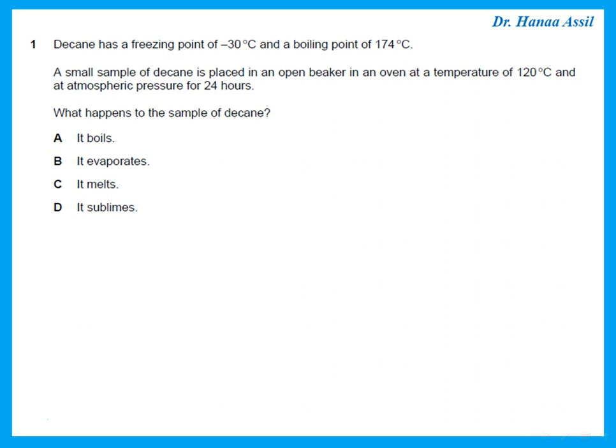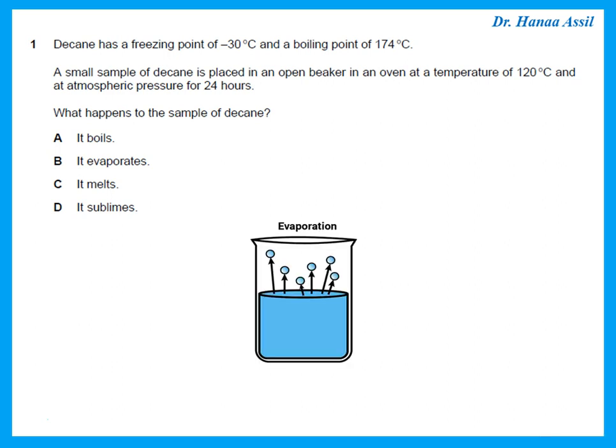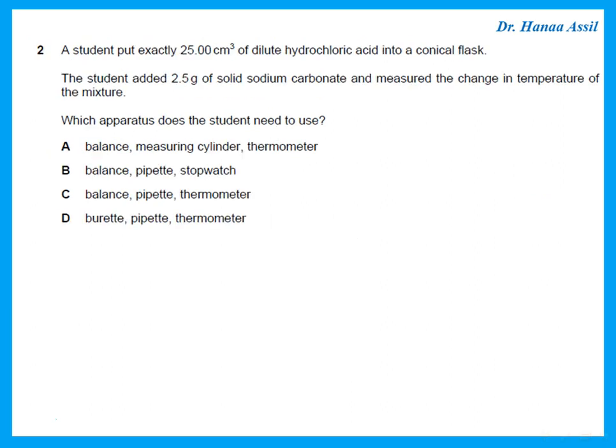Now, a temperature of 120 means we have passed the freezing point, so it's a liquid. But we have not reached the boiling point, so we can't say that it boils. But what does it do? Remember that any liquid at any temperature would evaporate. So you're heating it to 120. It hasn't reached the boiling point yet, but it is evaporating.